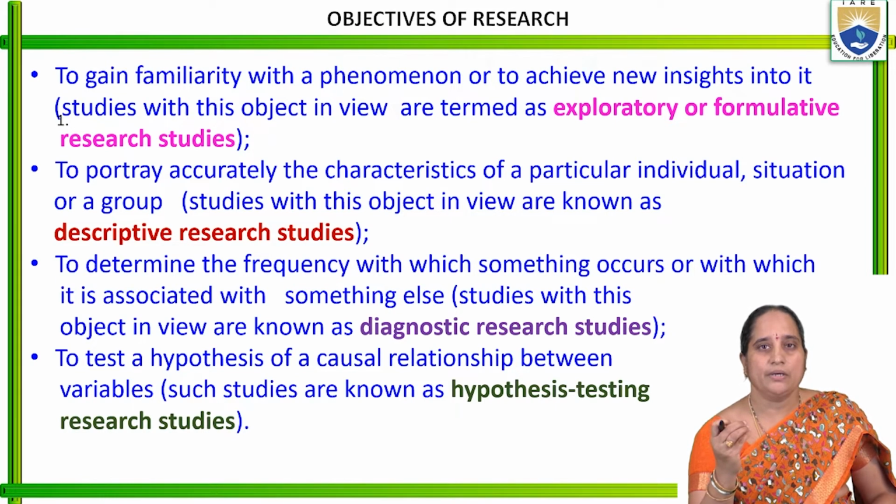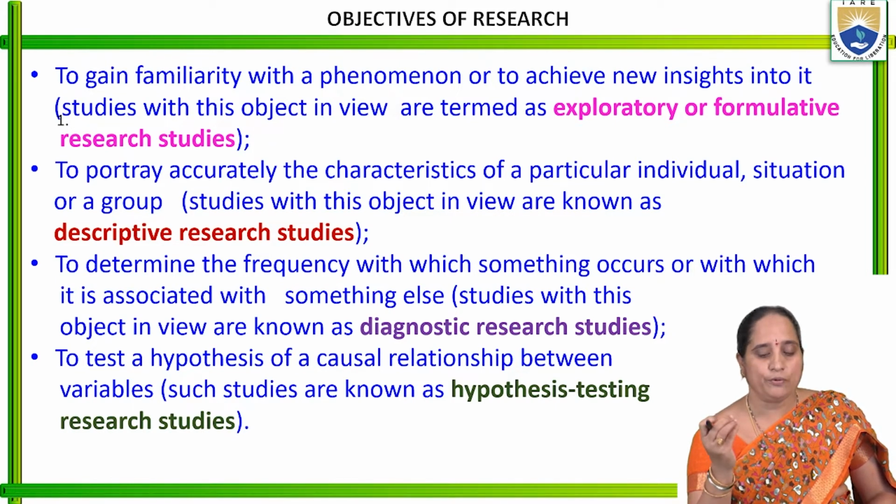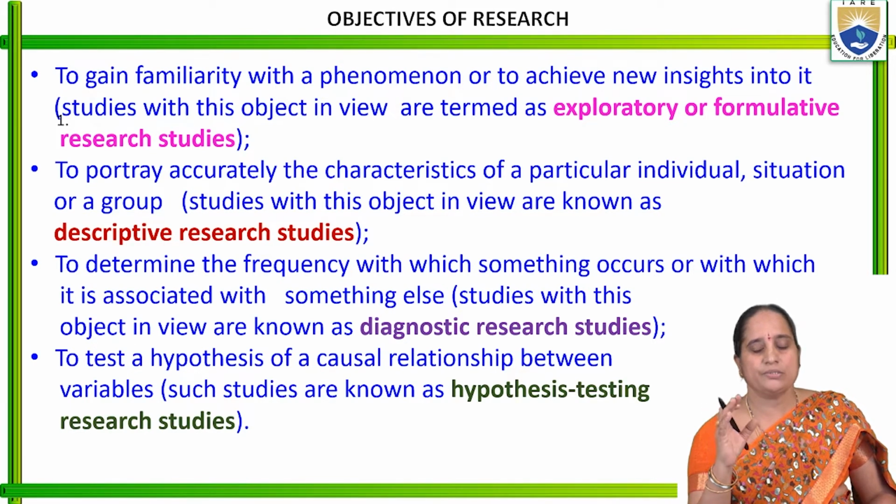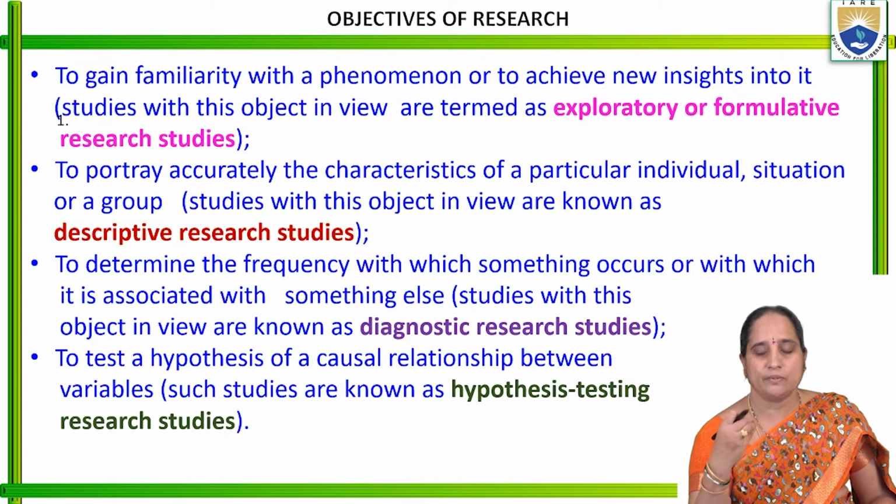And the next one is to determine the frequency with which something occurs or which is associated with something else, meaning diagnostic research. For example, recently we have gone through the pandemic situation, COVID. To find out the vaccine, people conducted different types of research. They tested on various animals and finally came out with a solution to the coronavirus. So that type of studies are known as diagnostic research studies.